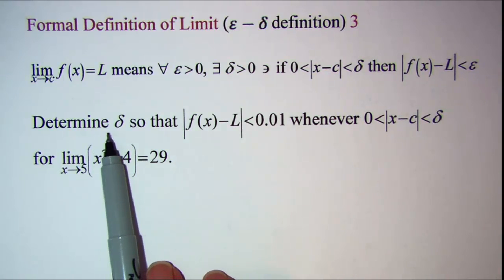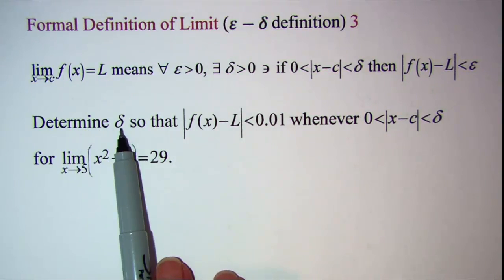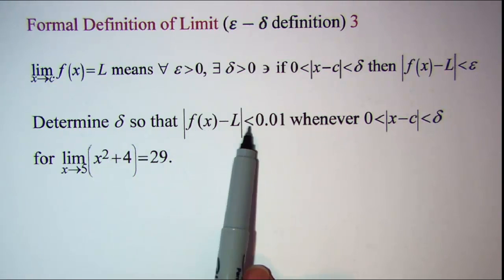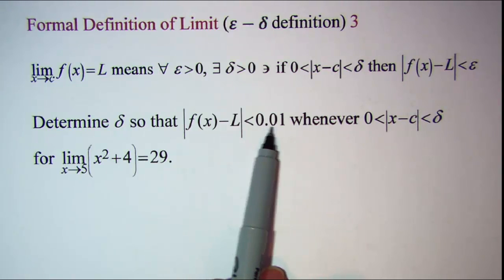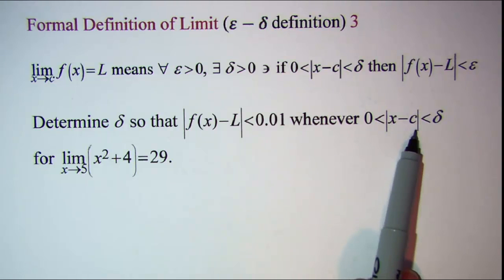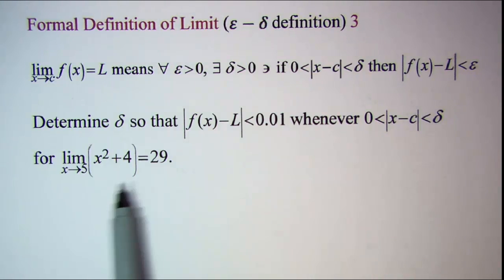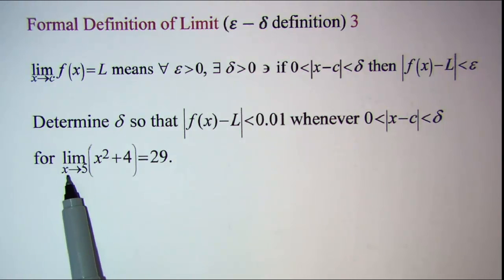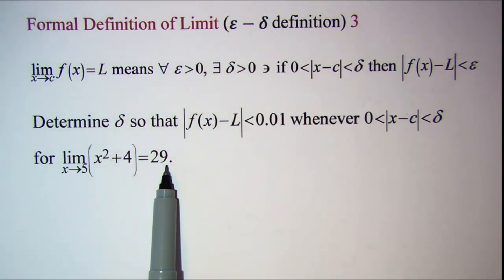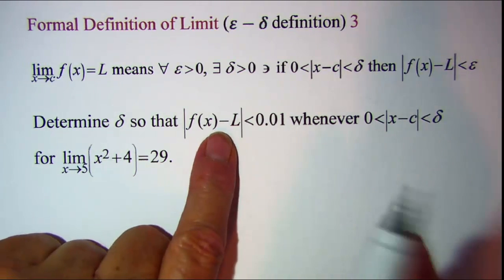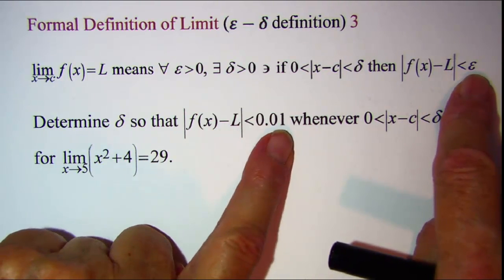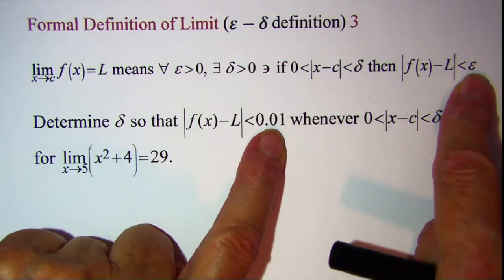Our problem that we'll be working on is: determine delta so that the absolute value of f of x minus L is less than 0.01 whenever 0 is less than the absolute value of x minus c, which is less than delta. And we're working with the limit as x approaches 5 of x squared plus 4 is 29. We can compare this expression and this expression, and we can see that epsilon is 0.01.